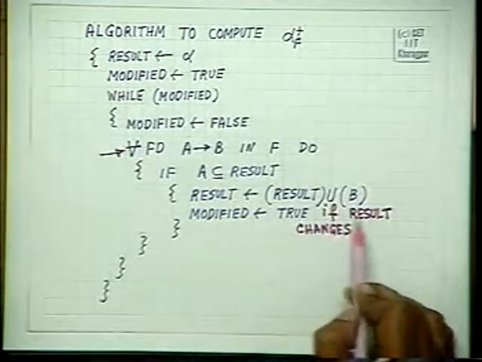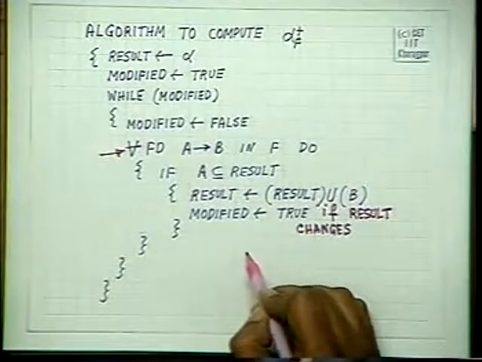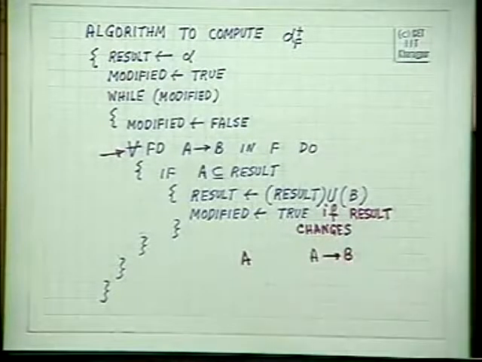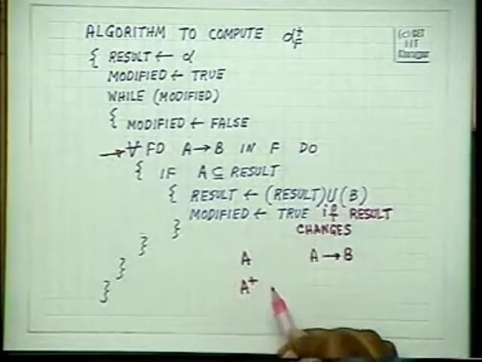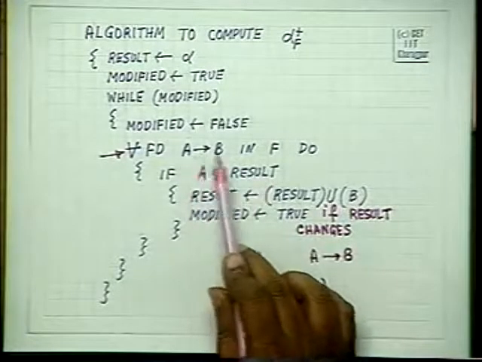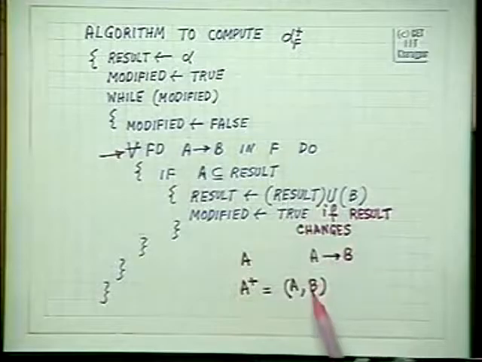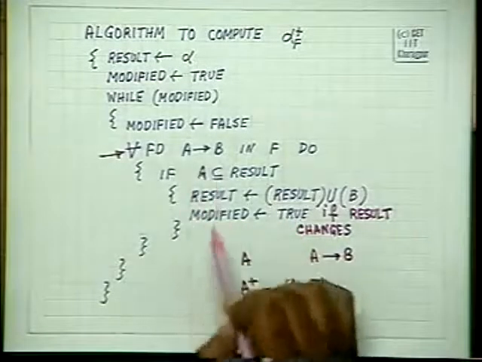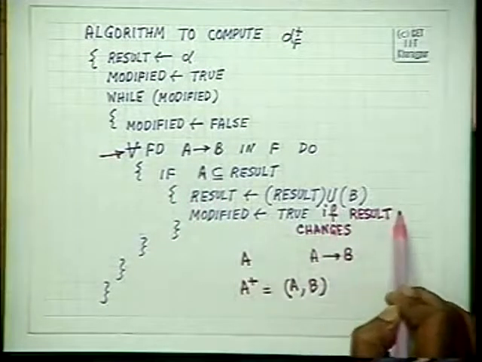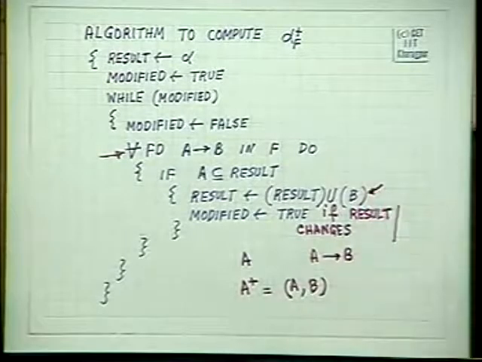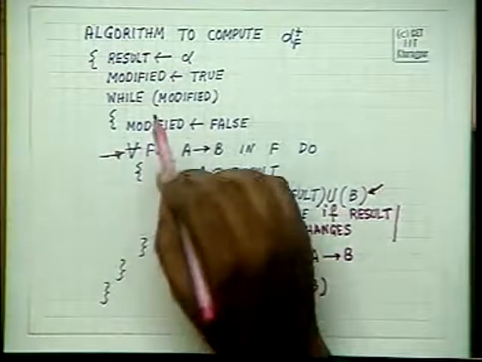Because suppose this statement was not there, then what would have been the case? Suppose I had A and I had a functional dependency A to B. So in A plus, I would have put A, then I would have put B, and this would still hold A to B, and result would add B, and nothing would happen under union. That is, result would not change, but still modified would be true, and the program would go into a loop. So to prevent that loop, we must make sure that modified is made true only if actually something new is entered into this set. So this is a simple algorithm to compute the closure of a set of attributes.